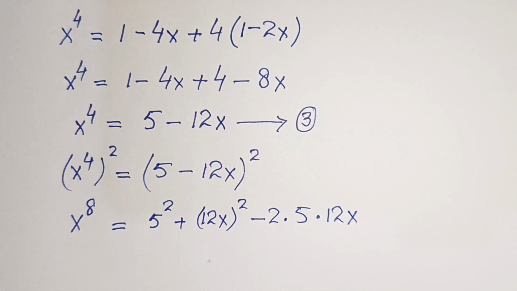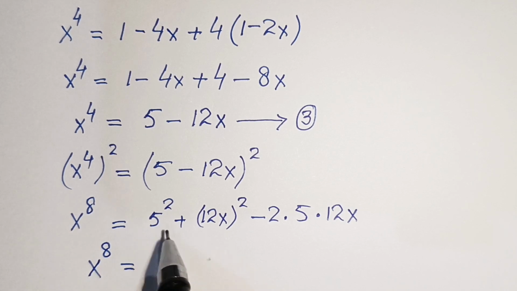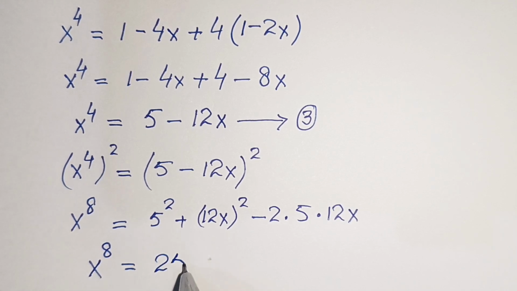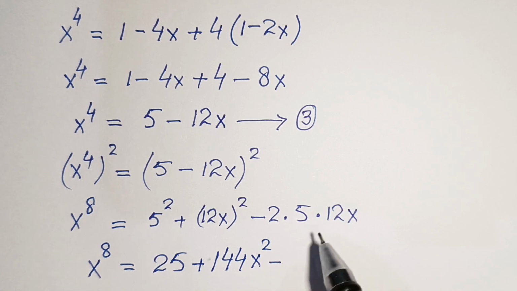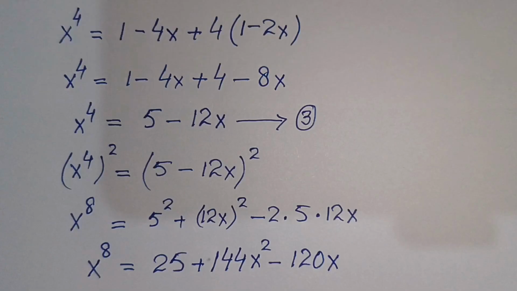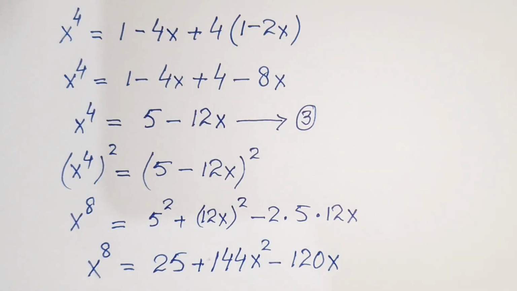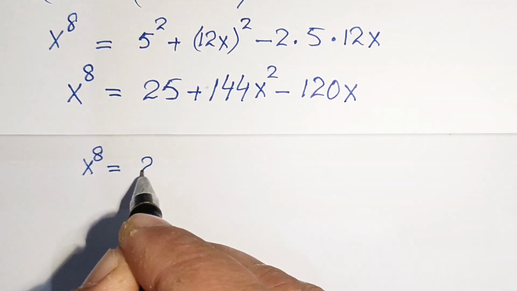Now our next step will be, here x to the power 8 is equal to 5 squared is 25 plus 12 squared is 144 x squared, and minus, here we get 12 times 5 is 60 times 2 is 120x. Now our next step will be, so here x to the power 8 is equal to 25.